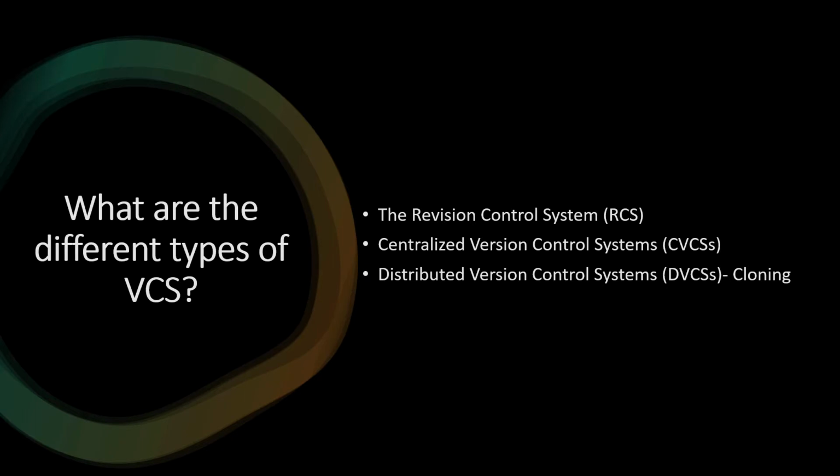Do you know the different types of VCSs? The first type is the revision control system, or RCS. RCS works by keeping patch sets in a special format on disk. It can then recreate what any file looked like at any point in time by adding up all the patches. The second one is CVCSs, or centralized version control systems.